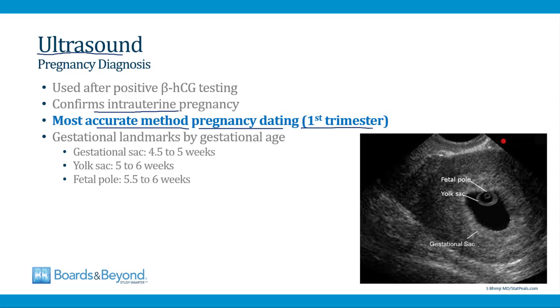I told you before that we date pregnancies by the gestational age based on the last menstrual period, but you always want to confirm that dating by ultrasound because ultrasound is the most accurate method. Even very early on in pregnancies, there are gestational landmarks that you can see on ultrasound based on gestational age. Shown on this slide is an ultrasound picture showing the gestational sac and the yolk sac and the fetal pole. You can see the gestational sac at 4.5 to 5 weeks, the yolk sac at 5 to 6 weeks, and the fetal pole at about 5.5 to 6 weeks.